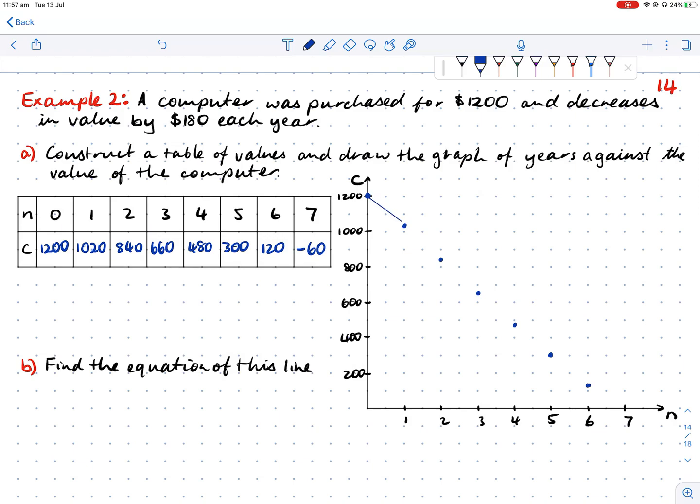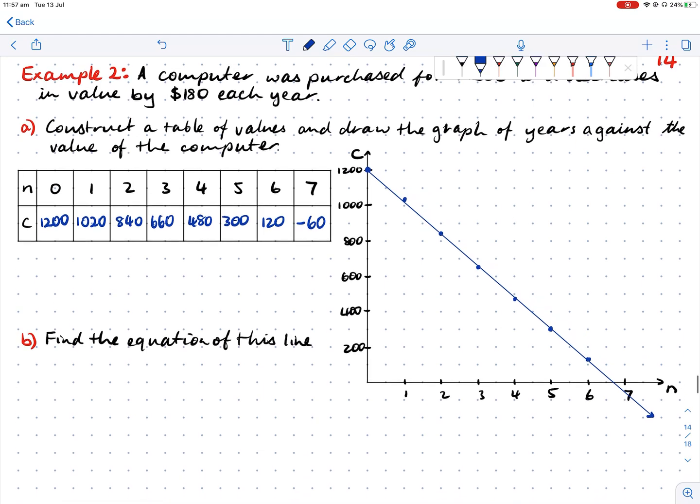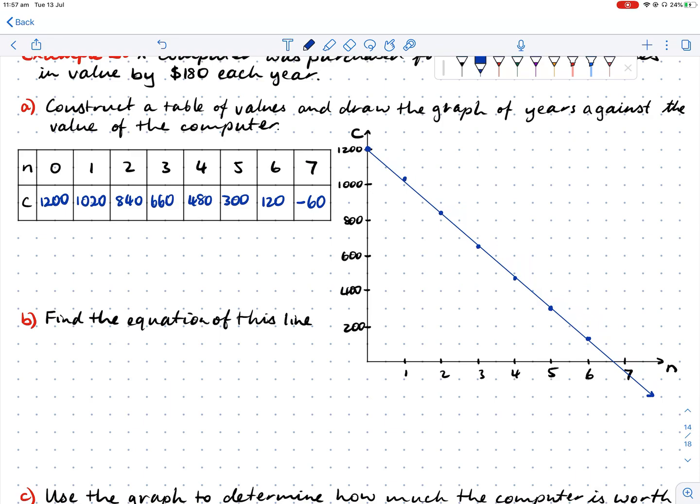If I go and draw a line through that, the line's going to look approximately like that. Let me draw it a bit longer. There we go. So that's going to be our line that will help us to model this information. If I wanted to work out the cost of the computer at any other times, not the whole numbers, we can also use this graph to work this out.